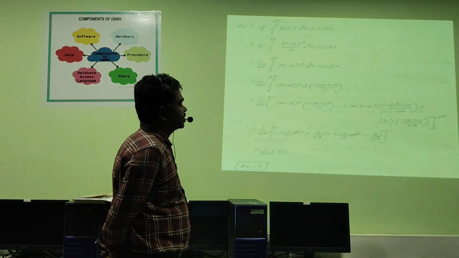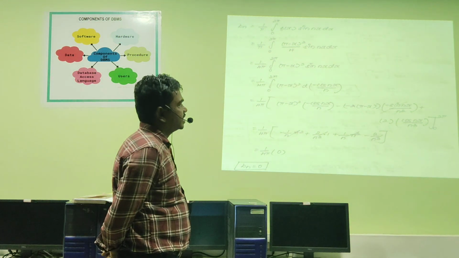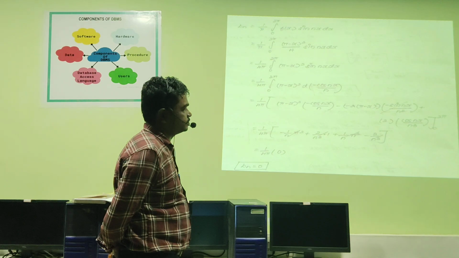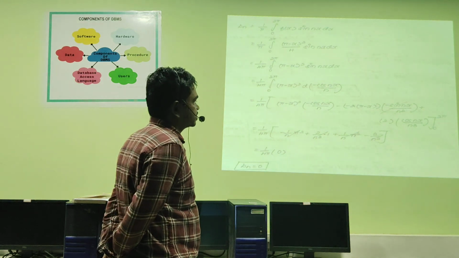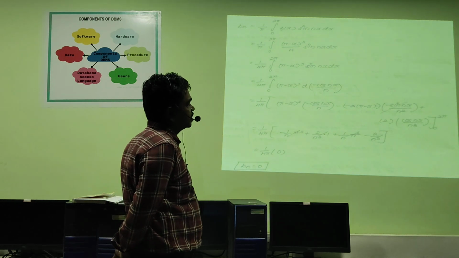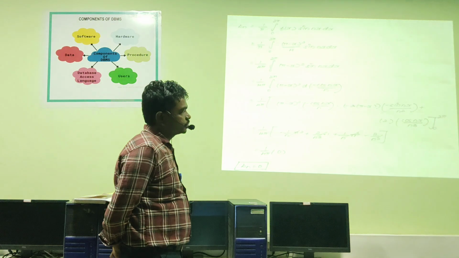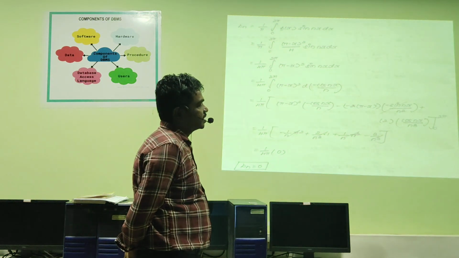Minus cos nx by n. So the integral of minus cos nx by n dx is minus sin nx by n square plus u double dash. U double dash is the differentiation of u dash. What is the differentiation of u dash? Minus 2 pi minus x, you can differentiate, finally 2. So u double dash is 2, and then v2.